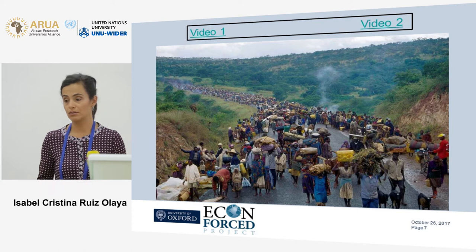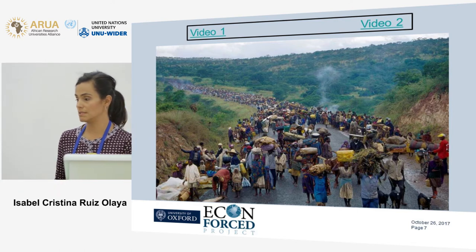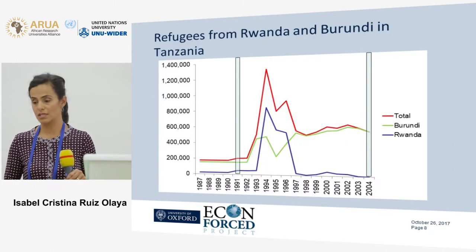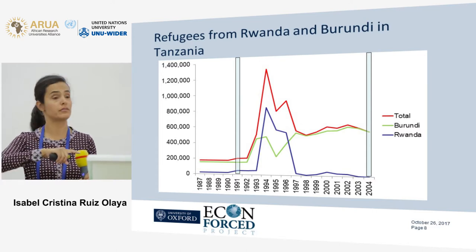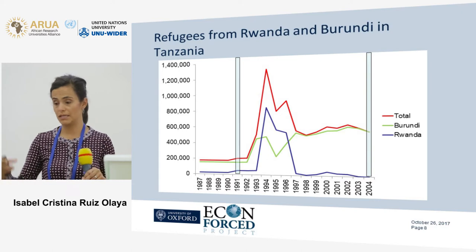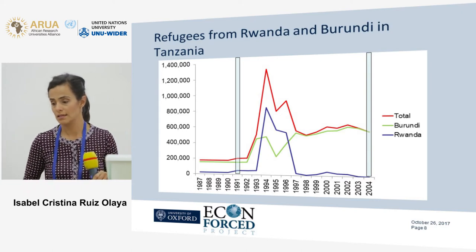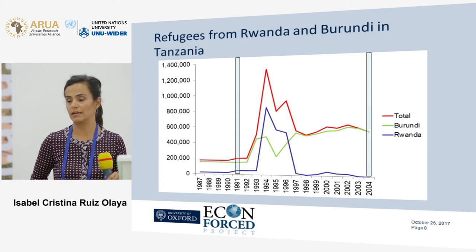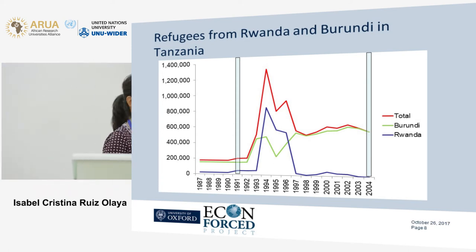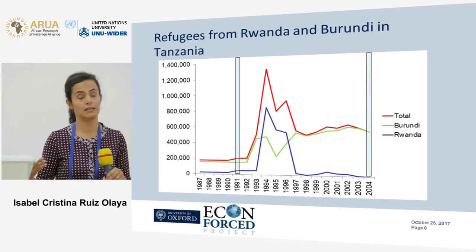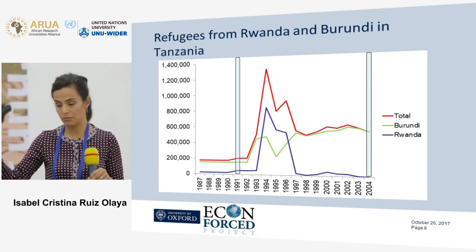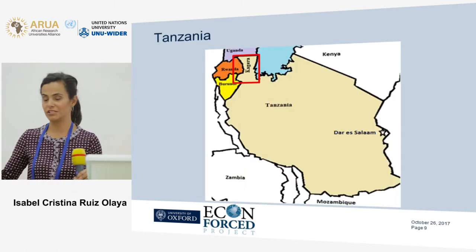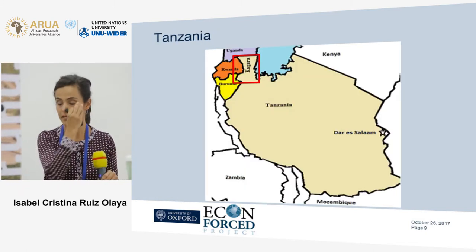Just to give you an idea of the magnitude of the refugee inflows into Tanzania, you have here the refugees from Rwanda and Burundi into Tanzania, and you see how in the early 1992, 1993, there's a big spike of the number of refugees coming into Tanzania, and that decreases towards the end of the 1990s. And what we do in this paper is we have information on the hosting population before the refugees got in, when there were fewer refugees in the region. Just to give you a geographical perspective of what's happening here.